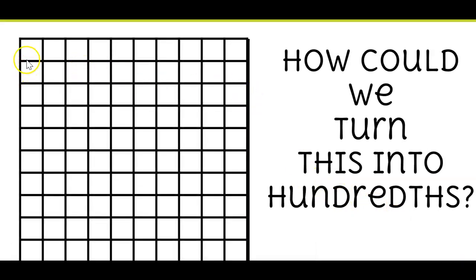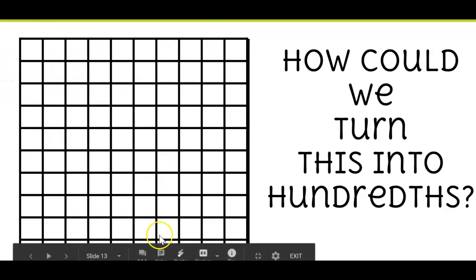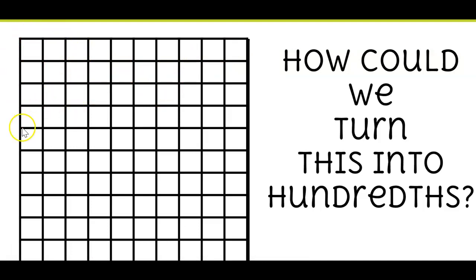Well, originally we had the columns in there, 10 columns, and now we added lines to represent 10 different rows. So now there's 100. There's 10 in each column, and there's 10 in each row. So that equals 100.